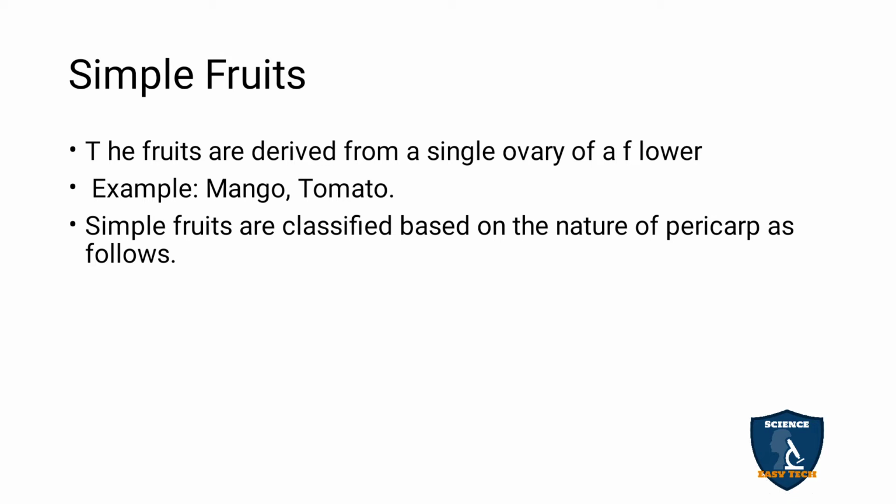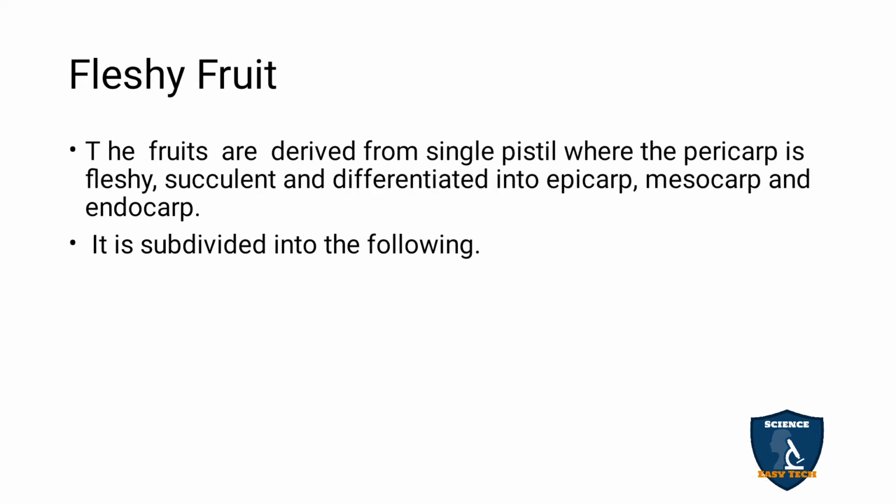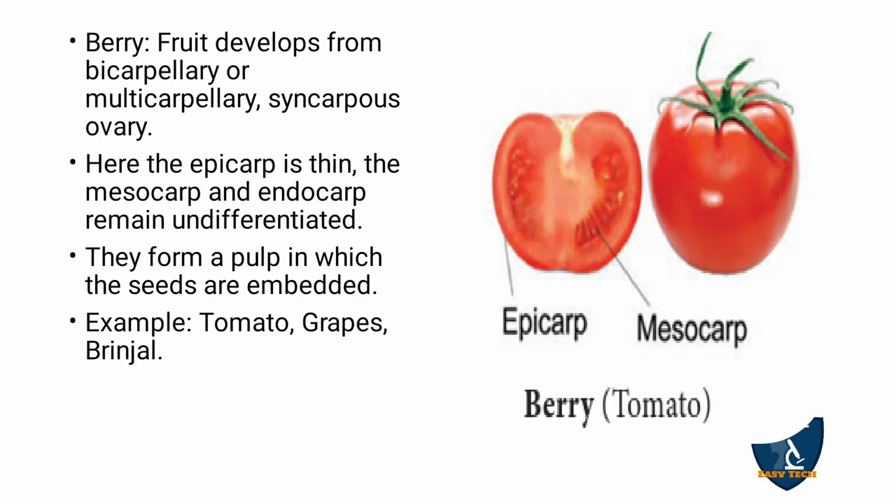The first one is fleshy fruits. Fleshy fruits are fruits developed from a single pistil, but their pericarp is fleshy, succulent and juicy, and it is differentiated into epicarp, mesocarp and endocarp. The fleshy pericarp is subdivided into the following types. First one is berry.